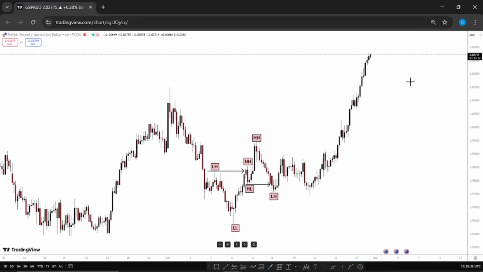So now after we've identified the trend of the market, what's the next thing we need to do? The next thing we need to do is to identify our market structures. So now let's go into the charts and let's identify our market structures together.